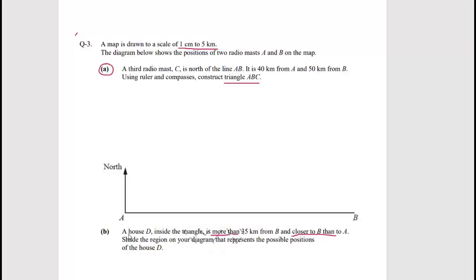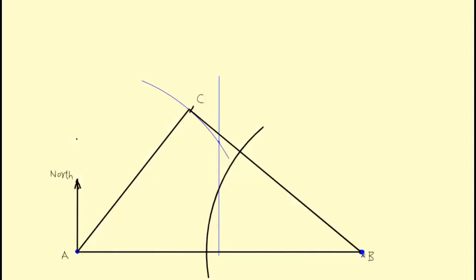Now we will read this statement again. A house D inside the triangle is more than 35 km from B. So a locus which is 35 km from B is a circle. So this is the arc of that circle. So the house is more than 35 km from B, so the house will be outside of this arc. It will be on this side of the arc. It will not be inside the circle, that is on the left hand side of this arc.